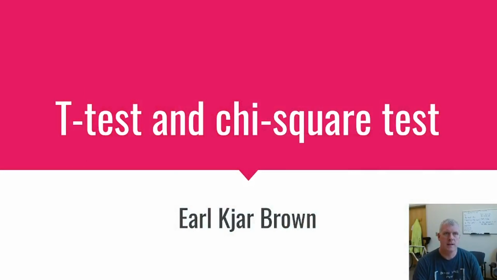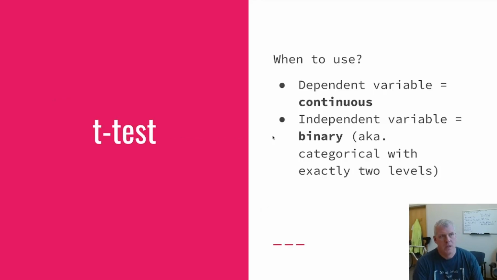We're going to learn about t-tests and chi-square tests in this video, and we're going to use the Jamovi software to do so. A t-test, when to use it? Well, when you have a dependent variable that is continuous and an independent variable that is binary, that is nominal or categorical with exactly two levels. That's when you use a t-test.